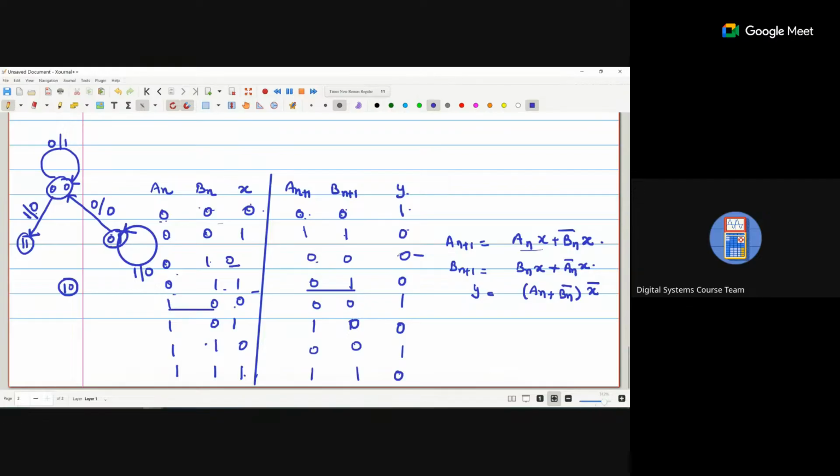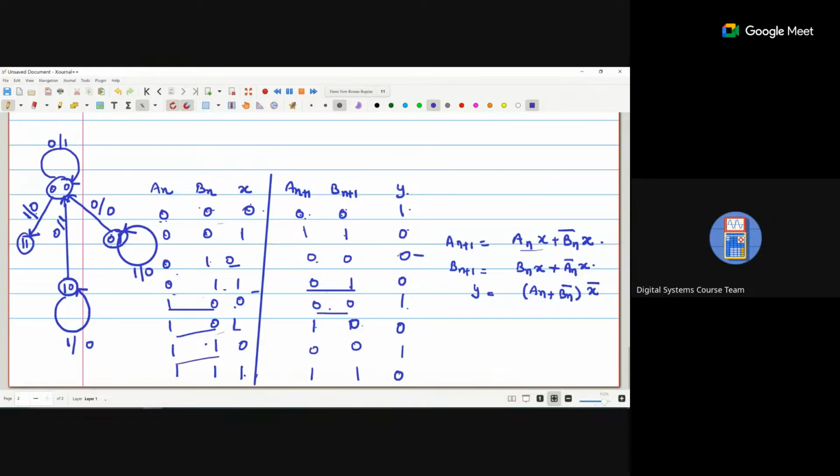Now 1 0. If I apply the 0 as an input, I just go to 0 0 and the output is 1. Now 1 0, if I apply input 1, it becomes 1 0, so I am getting 1 0 and the output is 0.